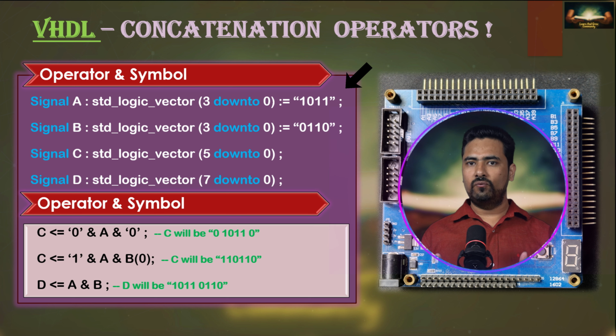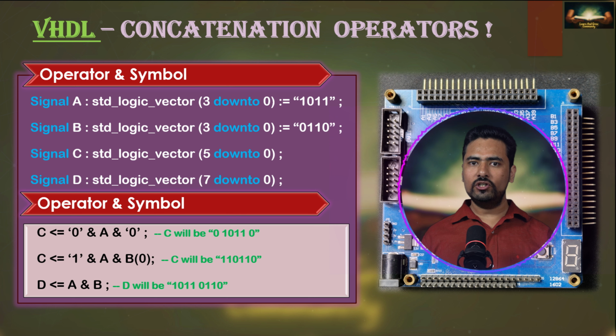First, we have declared four signals. All four signals are std_logic_vector type, but have different lengths. Signal A has 4 bits, signal B also has 4 bits. These two signals, A and B, are assigned some initial values: 1011 for signal A and 0110 for signal B. We also have signal C, which has 6-bit data, and signal D, which has 8-bit data.